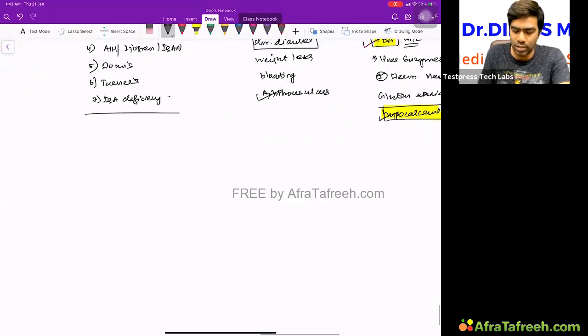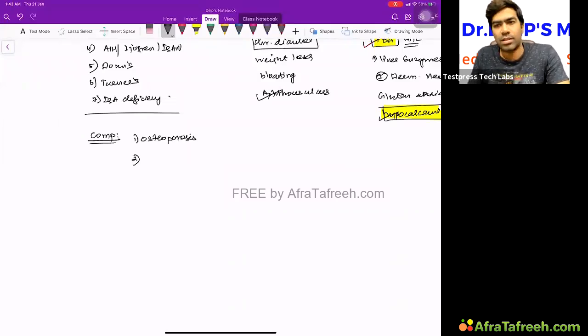So what are the complications you expect to develop in patients with celiac disease? The number one complication is going to be osteoporosis. That is due to malabsorption of fat-soluble vitamins A, D, E, K, and other fat-related compounds.